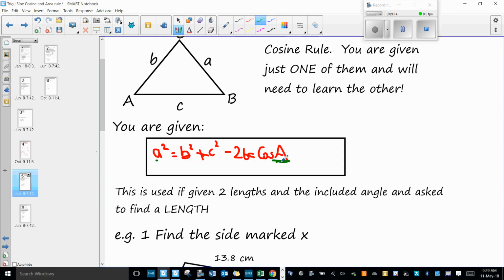Rather than stress about labeling things A, B, C, just recognize that if you're trying to find a side length, we need to know the angle opposite it. This b and c, it doesn't matter which one's which. The b squared plus c squared are being added, so it doesn't matter which order we do that. They're being multiplied together here, and again it doesn't matter which order. As long as you remember and focus on the fact that if you're trying to find a side length, you've got the angle opposite it, we'll be fine.